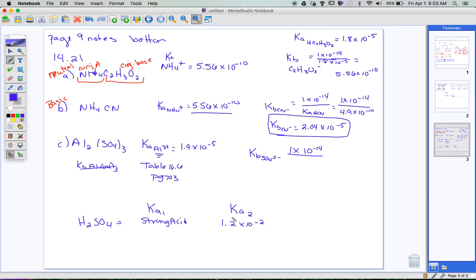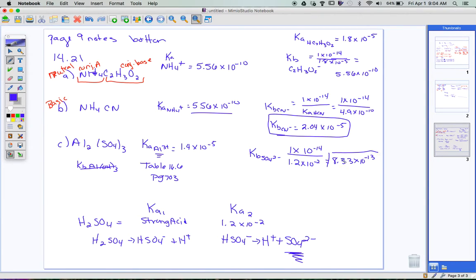Well, we need to use the Ka2 because remember, Ka1 is H2SO4 going to HSO4 minus with an H plus coming off, right? That's where Ka1, that's the reaction. Ka2 would be that HSO4 minus giving off an H plus and going to SO4 2 minus. This is the anion we have. So we need Ka2. So we're going to put 1.2 times 10 to the minus 2 and get 8.33 times 10 to the minus 13.